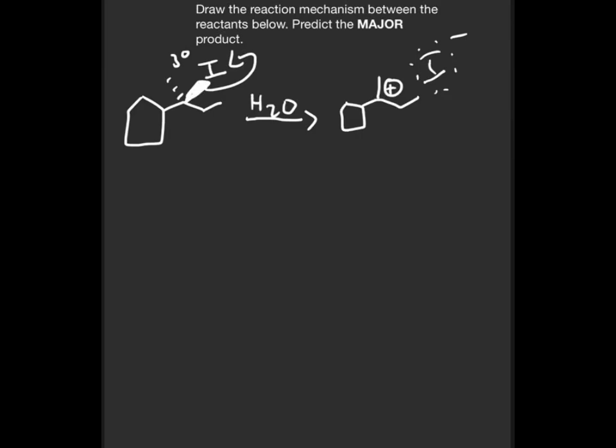with SN1 reactions, we have to be on the lookout for carbocation rearrangements. But since this is already tertiary, we don't need to worry about that. Next, our nucleophile is going to attack that carbocation. So here, I'll draw it on this side. It'll attack that carbocation, and I'm going to draw that down here.